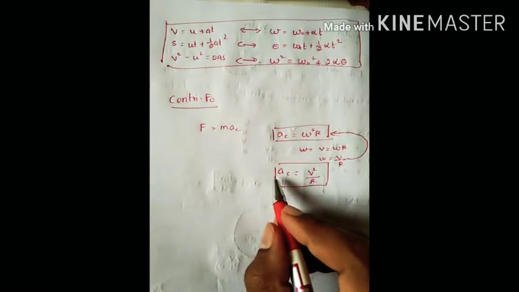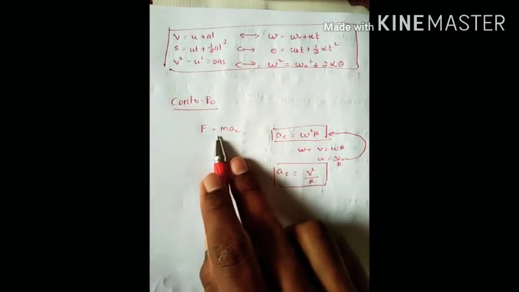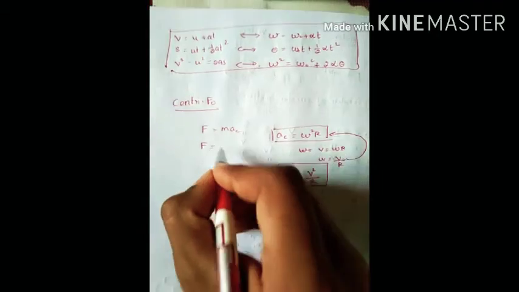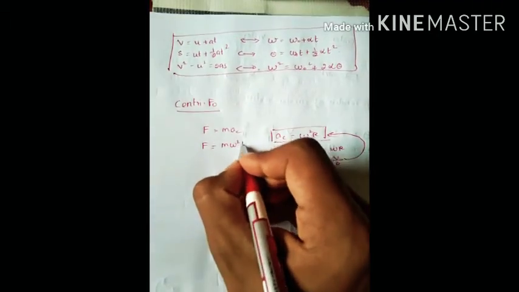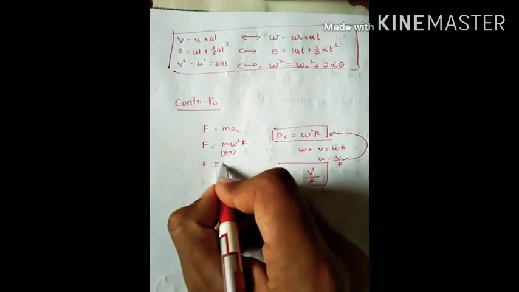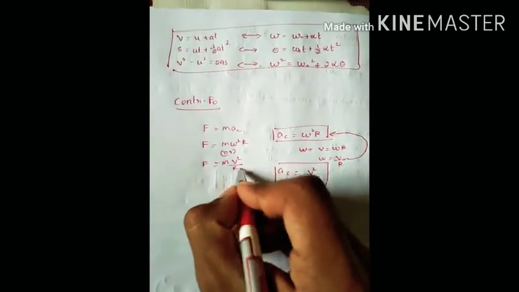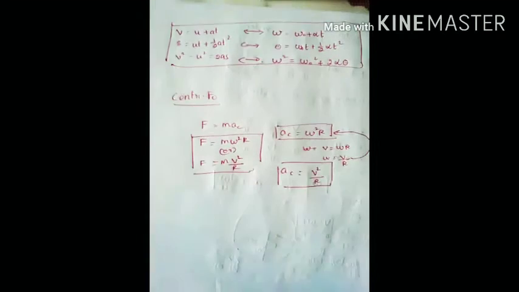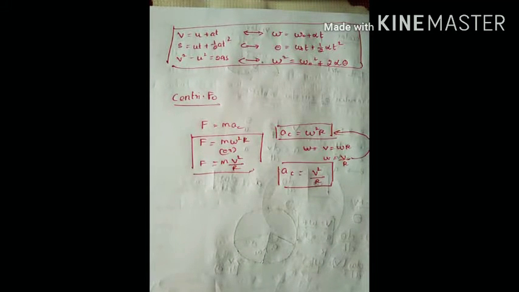Then apply both of these into this equation. Force equals m omega squared r, and force equals m into v squared by r. These are the two formulas for centripetal force. That's it. Let's get into the next topic.